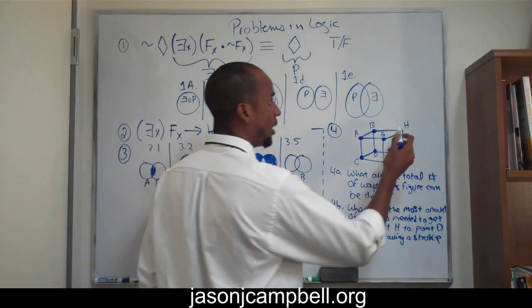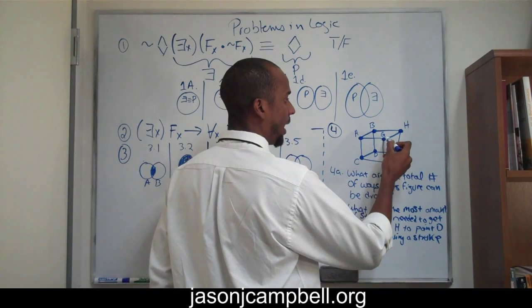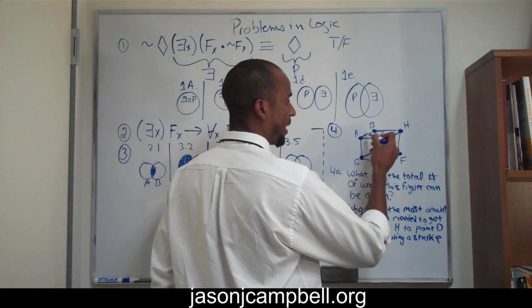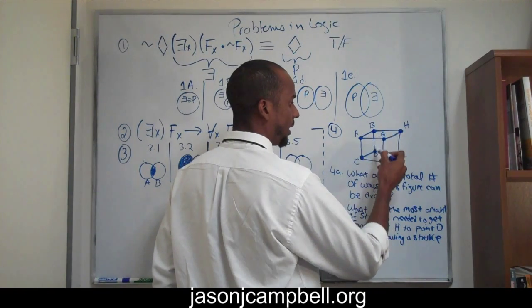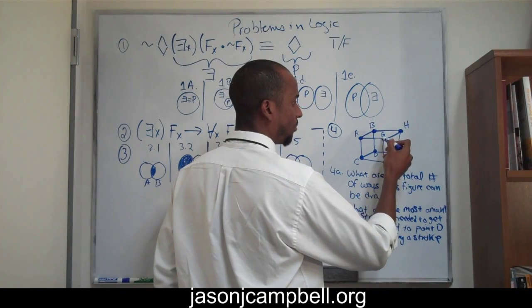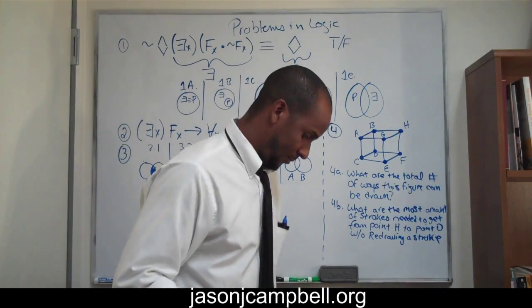So for example, you could say, oh, well, I could go from H to G, which would be 1, and then from G to A, and then from A to B, and then from B to D. Sure, that would be fine. But you couldn't say, like, from H to G, from G to H. You've redrawn that stroke.